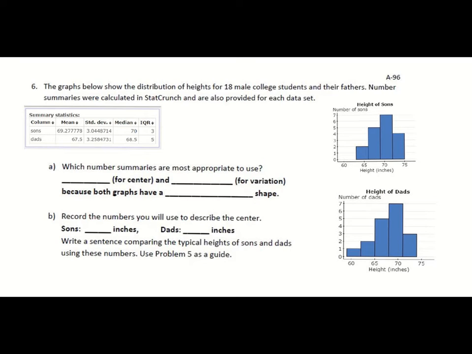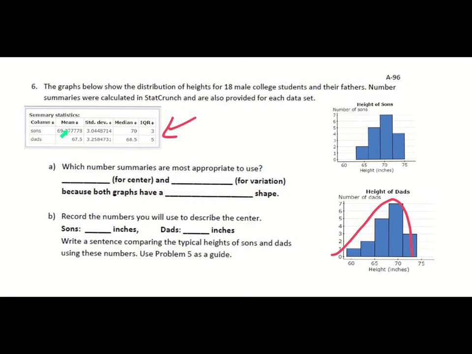Okay. Number 6 says the graphs below show the distribution of heights for 18 male college students and their fathers. Number summaries were calculated in StatCrunch and are also provided for each data set. So they give you the mean, the median, the IQR and the standard deviation. Your mean and your standard deviation go together, and your median and your IQR. And they give you the graphs. So it's kind of hard to tell by looking at them whether they're symmetric. This one's a little bit more obvious that this one's probably more skewed than this one is. However, the easiest way to do it is to look at your table, okay?